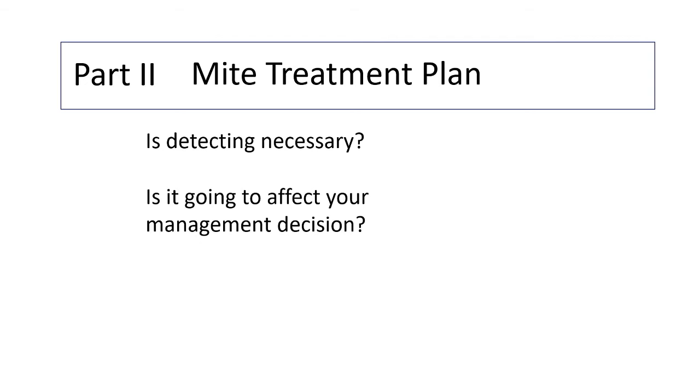Now, here's another way to look at detecting mites. Is it going to change what you do? I'll tell you what. If I find more than 0 mites in 300 bees in my strongest hive, I am going to treat that hive, and I'm going to treat every hive in my apiary.